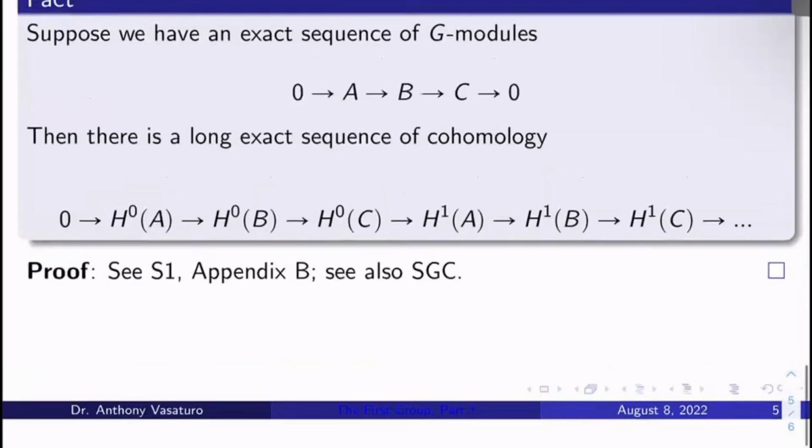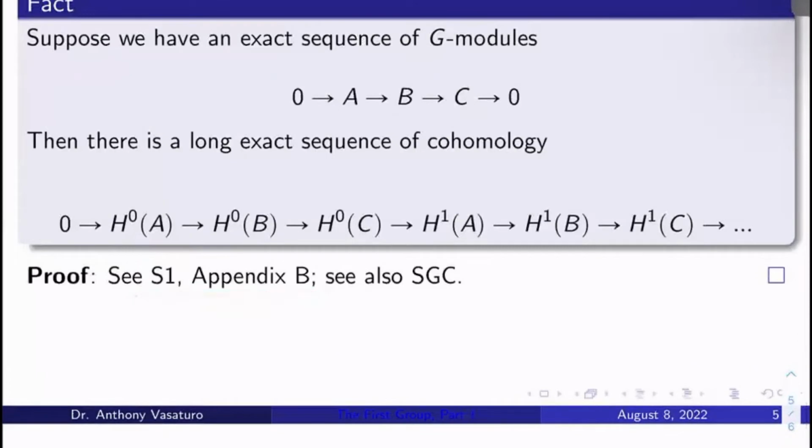Okay, so for a proof of this, you can see Silverman 1 Appendix B. You can also see Sayre's book on Galois cohomology. You can find this pretty much anywhere you like, honestly.